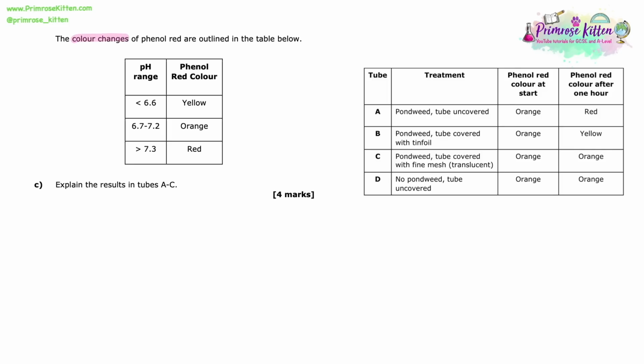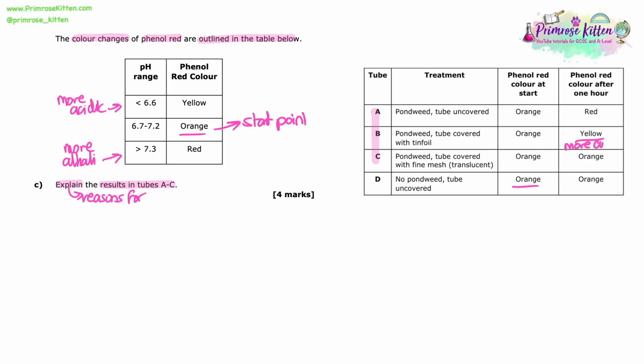The colour changes of phenol red are outlined in the table below. So we've clearly got yellow showing a more acidic pH, red showing a more alkali pH, and orange is around neutral in the middle. So it wants us to explain the results in tubes A to C in terms of the colour changes of phenol red. And so we need to give reasons for the colour changes we can see. Clearly orange is the start point, and obviously in the one that didn't have any pondweed, it stayed orange. So it stayed roughly neutral. So we've got an indication that that is what happens if there is no change, if there's no gas exchange, nothing happening.